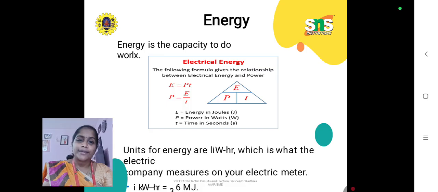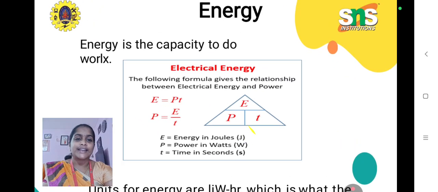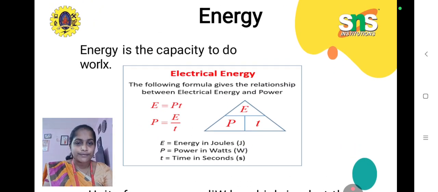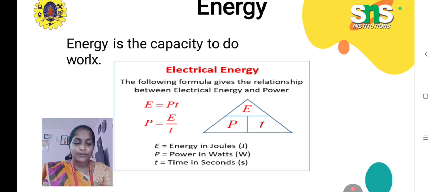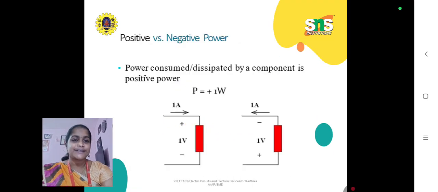What do you mean by energy? We know that energy is the capacity to do work. The electrical energy is E equals PT, since P equals E by T. Here E is energy in joules, P is power in watts and T is time in seconds.